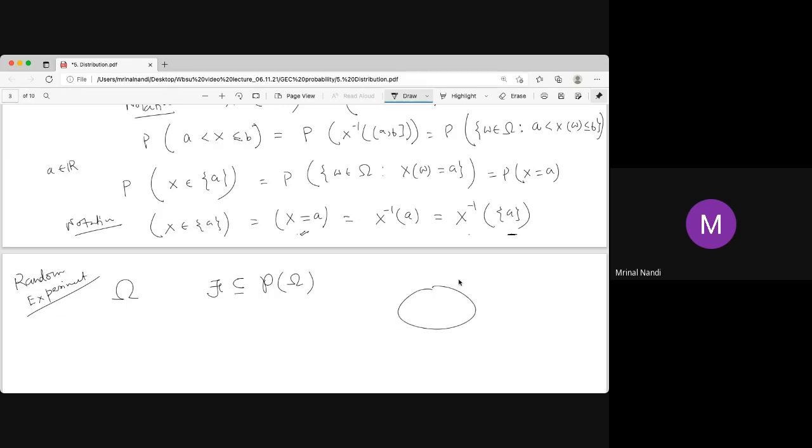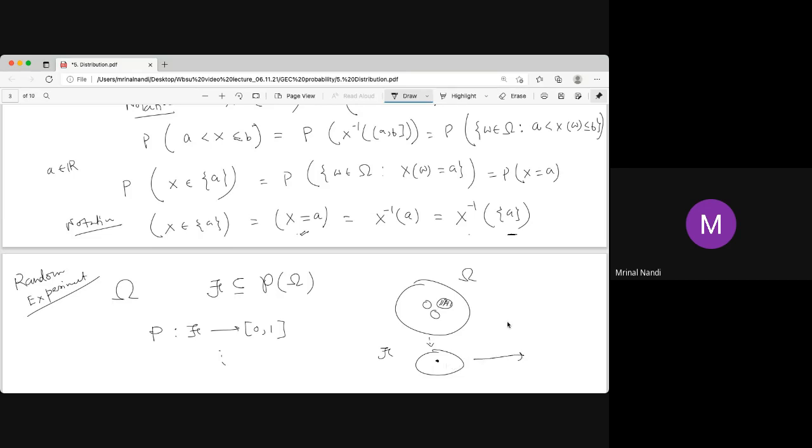So this is the story. This is omega, and the collection of some subsets of omega is F. Now, where does probability come into the picture? Probability is a function from this to [0, 1] with some conditions. So from there we have the script F. Any element of this script F is a subset of omega, and we can treat that subset like a point.